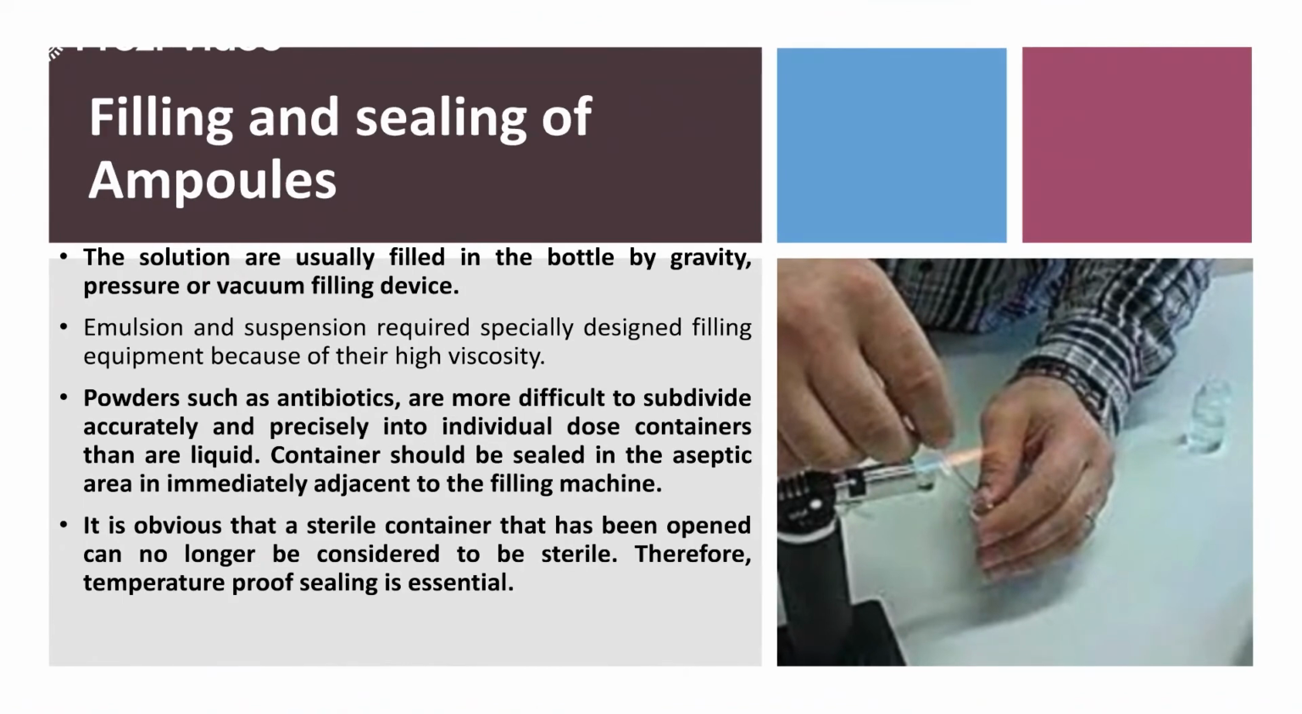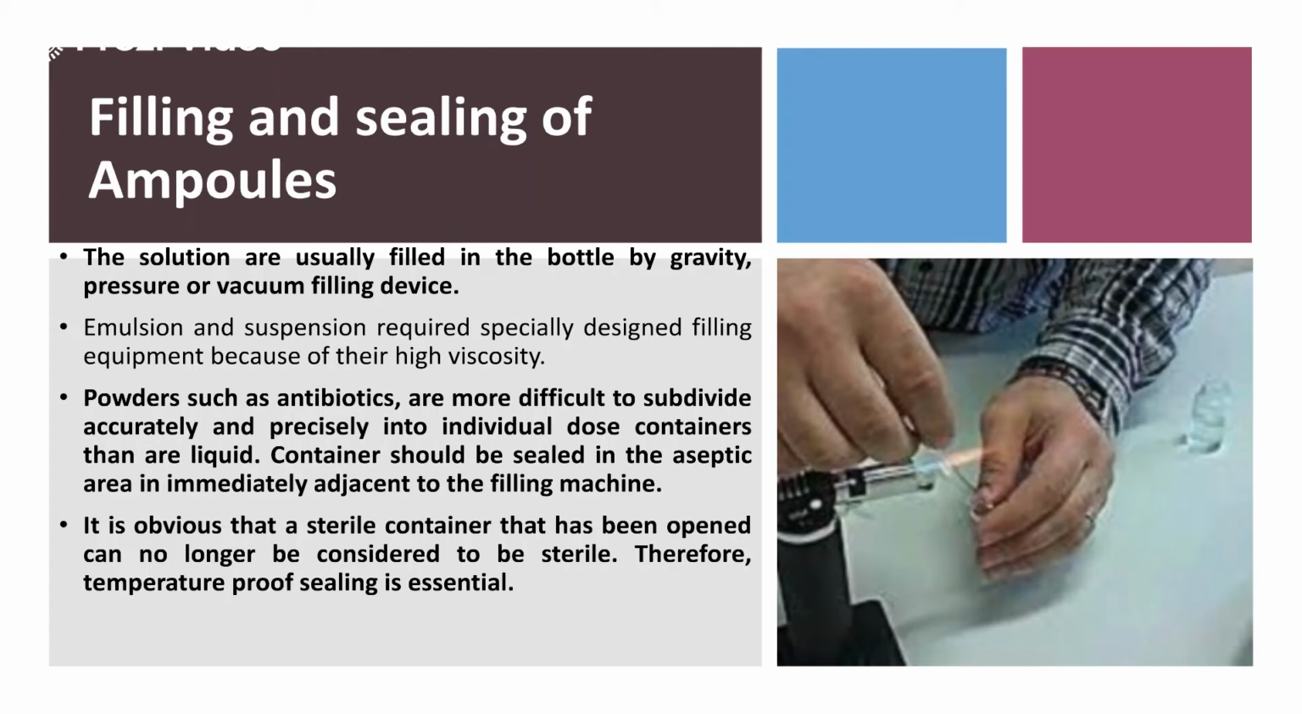The solutions to be filled into the container are filled with the help of the gravity process or by a pressure or vacuum filling device. Powders such as antibiotics are more difficult to subdivide accurately, and therefore they need to be filled into individual dose containers, and the container should be sealed in the aseptic area immediately adjacent to the filling machine. Beside the filling area comes the sealing area, and it has to be sealed very well. Emulsions and suspensions require special design of filling equipment because of their high viscosity.